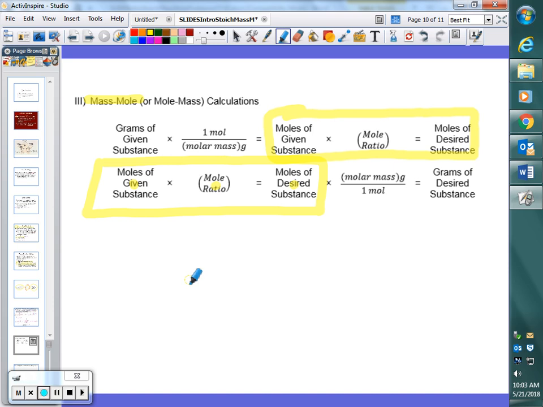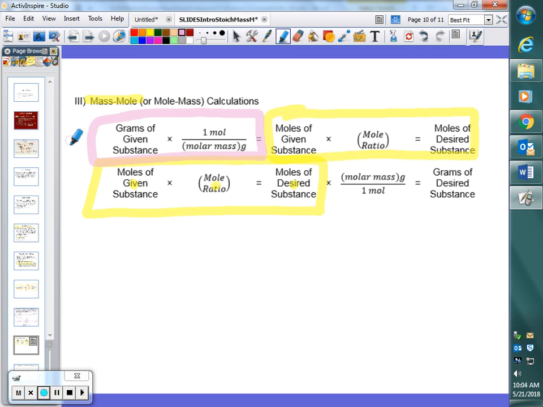But now we've added another step where we've included a grams measurement, because obviously that's easier for us to measure than it is to measure a mole of something by counting it out. Measuring the mass in grams is much easier to do. So now we've added another step, and it's a step that we've done before.